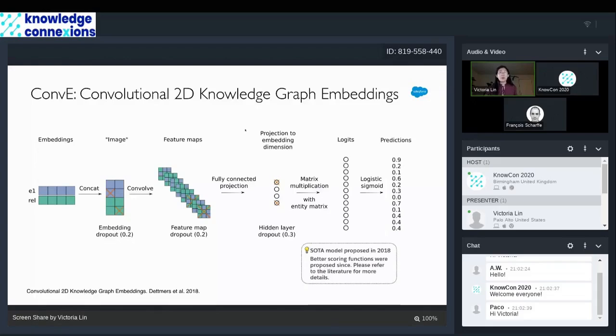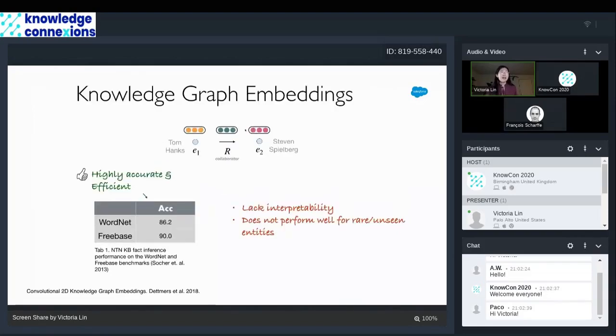This is a SOTA model proposed in 2018, and I believe in the literature there are better scoring functions proposed afterwards. So it would be interesting to refer to the literature for more details. Knowledge graph embeddings have high accuracy. This has been tested on many knowledge graph benchmarks. However, there are some downsides to this method. One is they lack interpretability because after I get a score for a particular knowledge fact, it is hard for me to judge whether the prediction is correct or not, whether I can trust this prediction, because there is not much interpretability around it.